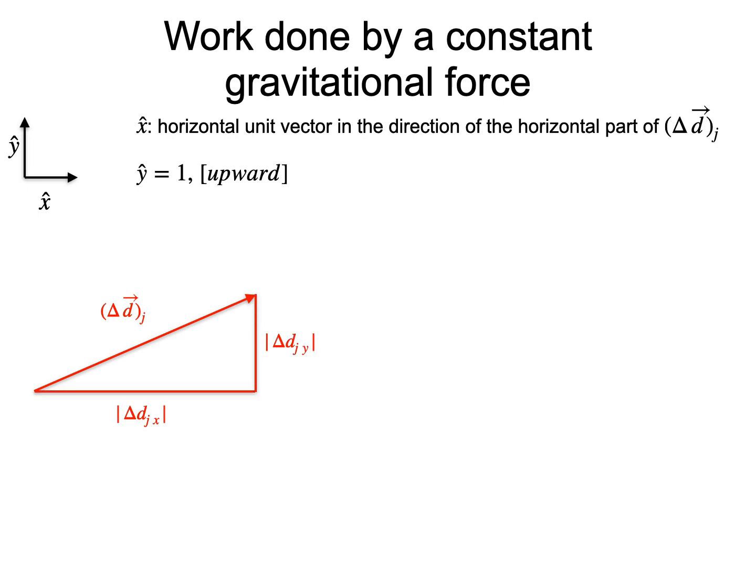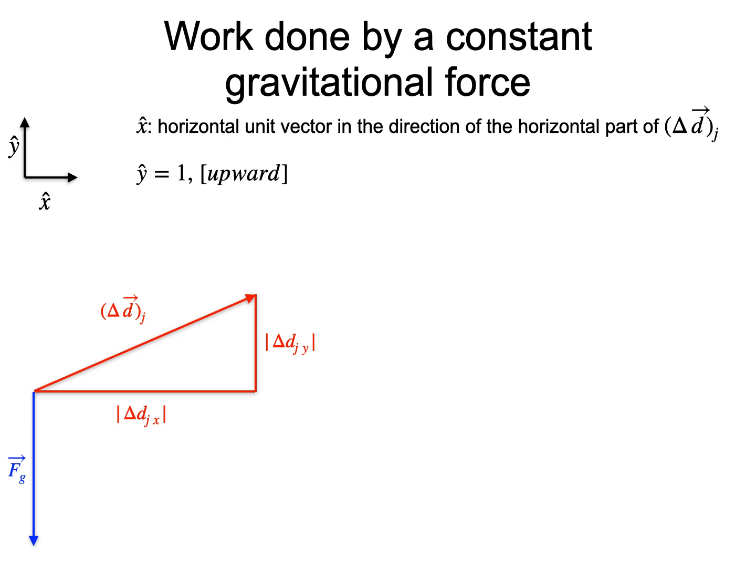We will limit this discussion to the approximation of a constant gravitational force present in a limited region of space. In other words, in a region where the gravitational field is approximated to be constant in both magnitude and direction. Here is the direction of the gravitational force in comparison to delta dj.